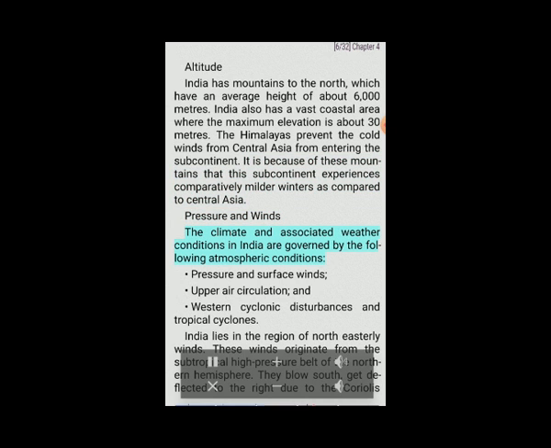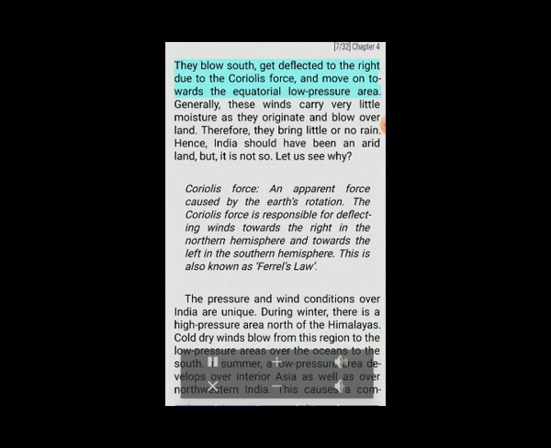Pressure and winds. The climate and associated weather conditions in India are governed by the following atmospheric conditions: pressure and surface winds, upper air circulation, and western cyclonic disturbances and tropical cyclones. India lies in the region of northeasterly winds. These winds originate from the subtropical high-pressure belt of the northern hemisphere.